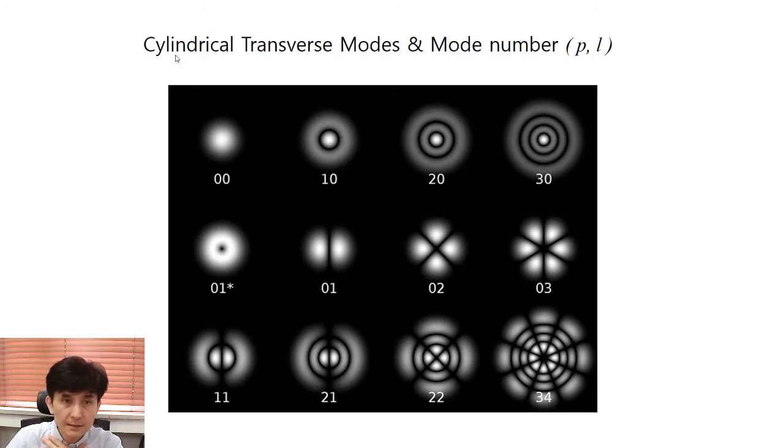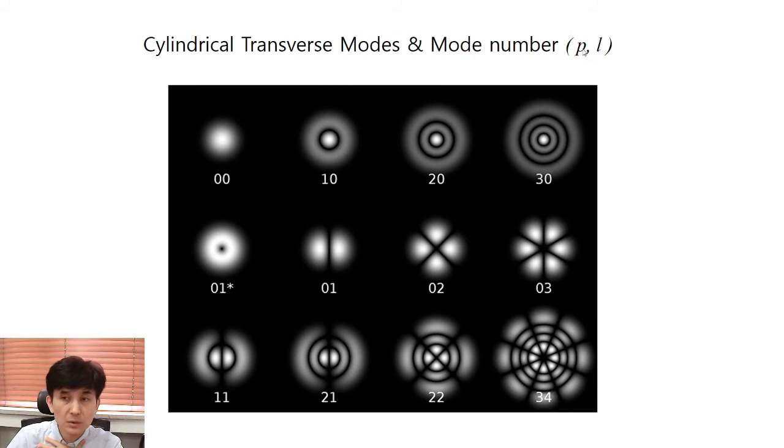And there is a transverse mode, which has a quantum number for a cylindrical case. P is the quantum number along the radial direction. L is the quantum number along the theta. So P is equal to 0 and L is equal to 0. That means there is no node along the R direction or the phi direction. There is no node.